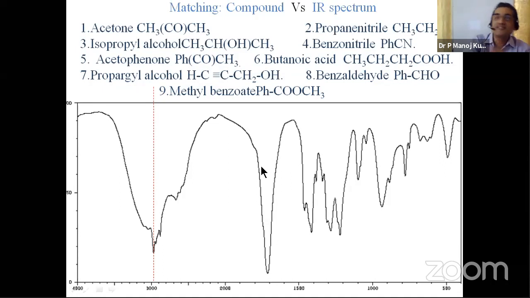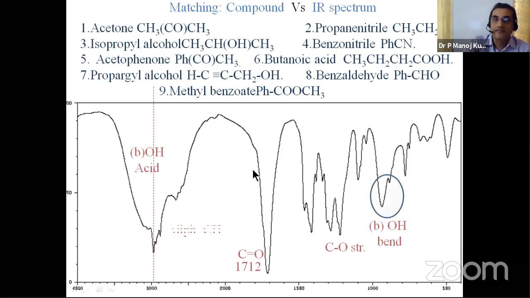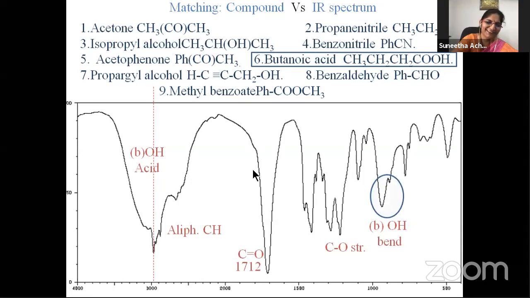And see the very strong band that you get here, around 1700. It is less than 1715. Why? Because of hydrogen bonding, you will get for an acid a peak below 1715. So all this tells that it has to be an aliphatic acid. It's an aliphatic acid. Congratulations to Mr. Varma for answering this particular question. Yes, sir. Really nice.